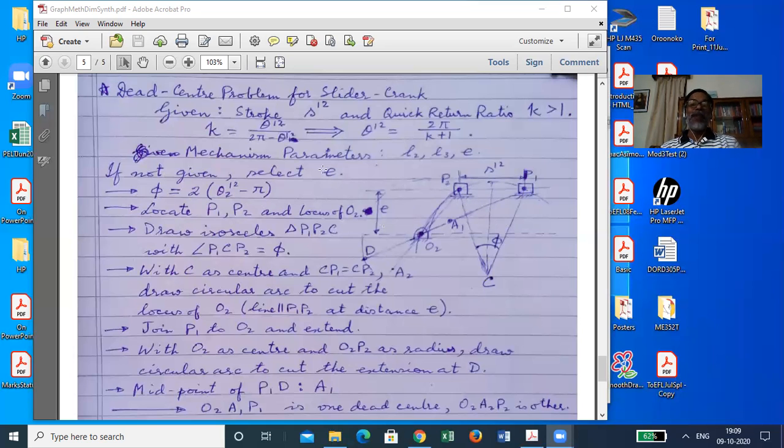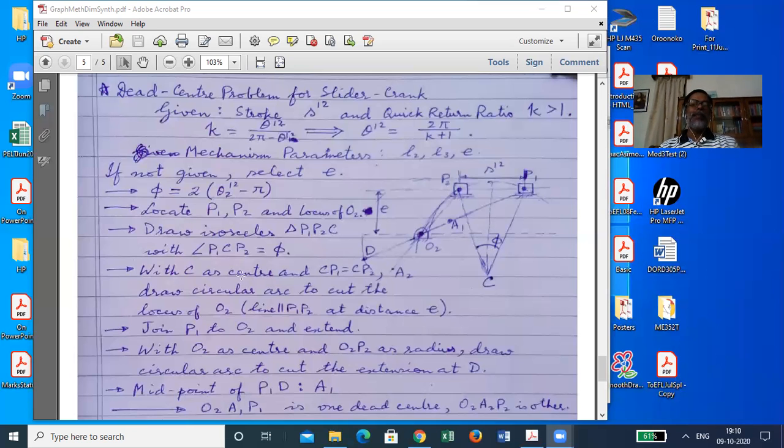But the point is that the angle phi is made here. That is something we are trying to rub in. That is why we say draw isosceles triangle P1, P2, PC with angle P1 C P2 equal to phi, rather than telling what angle is here and here. Though that is straightforward to calculate and make. So we are rubbing in the point that angle phi is made here.